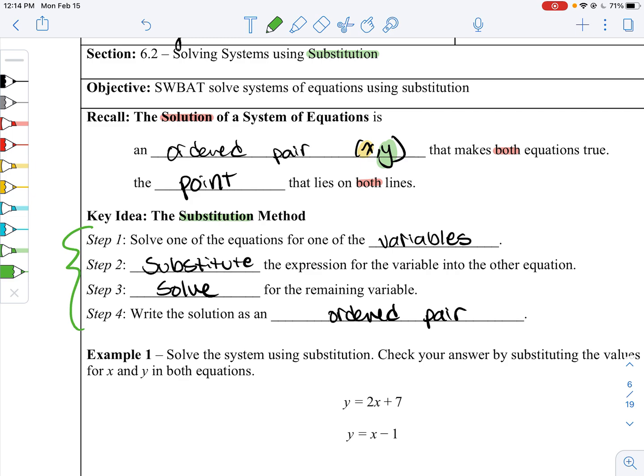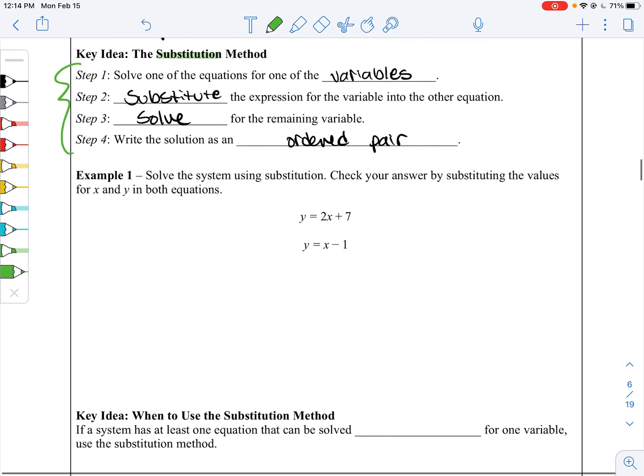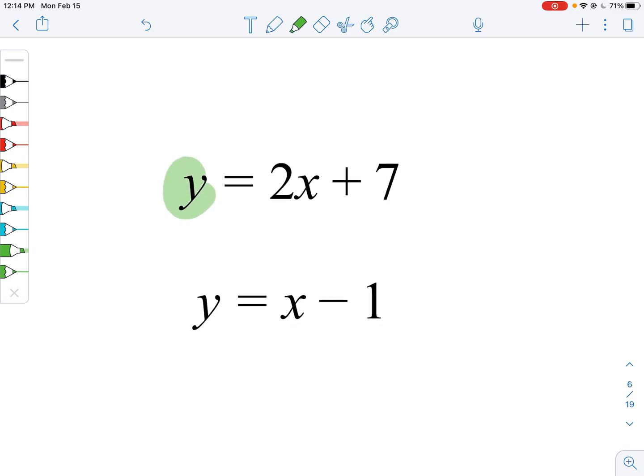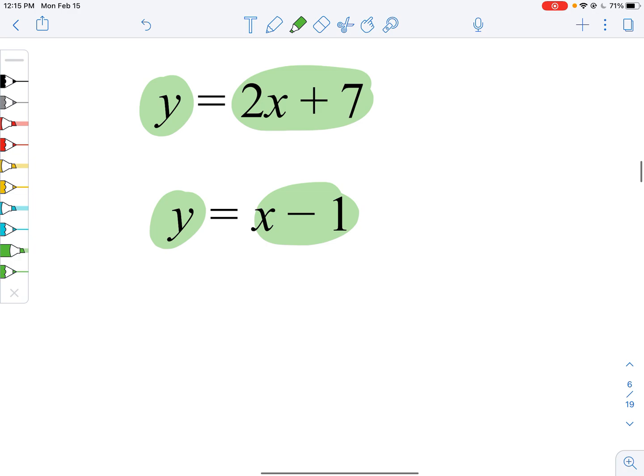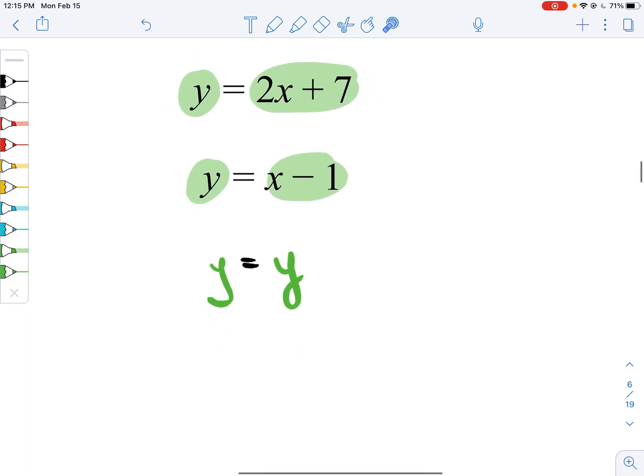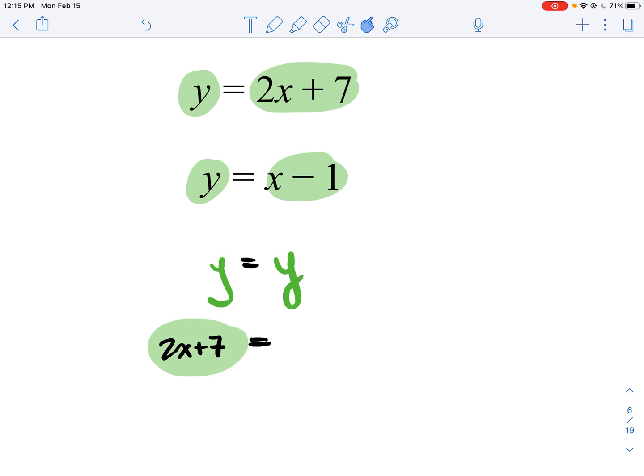Let's put it into practice right here. I'll show you what to do. First, as you can see, these are already solved for y. I know that y equals 2x plus 7, and I know that y equals x minus 1. So I'm going to start out with the concept of y equals y. You agree with that statement, right? Y is equal to y. Well, up here, I know that y is 2x plus 7. So instead of y, I'm going to write 2x plus 7, and that's equal to y.